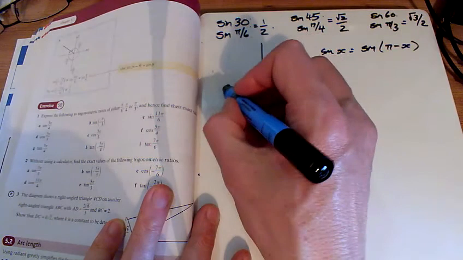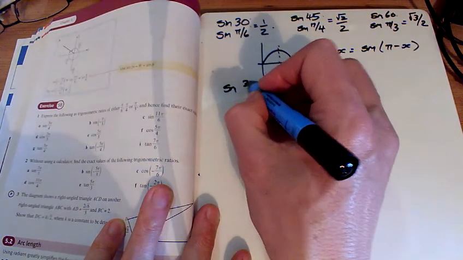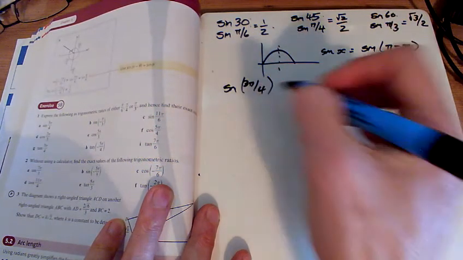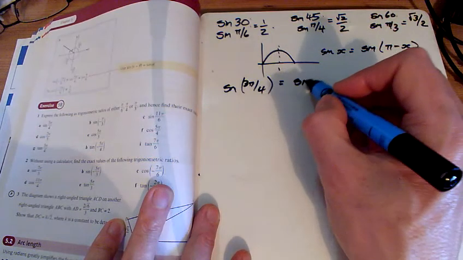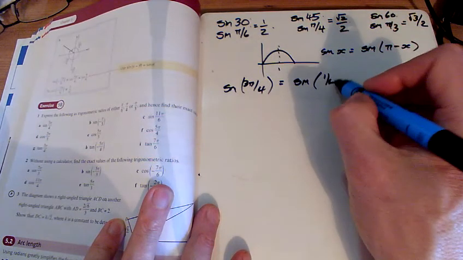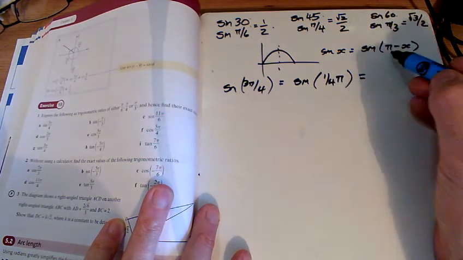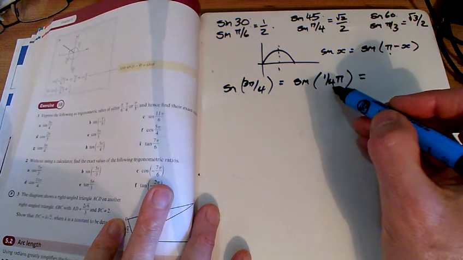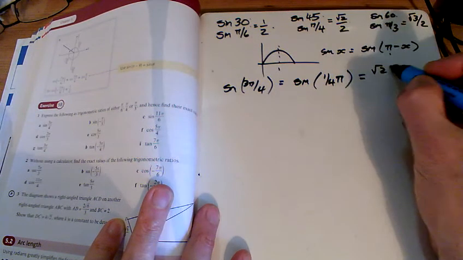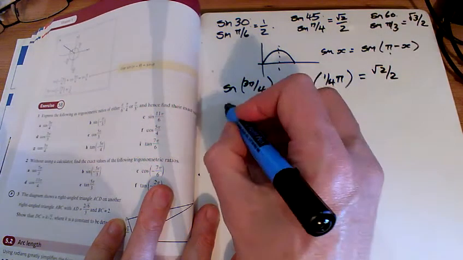So this question's all about using those things, that the sine of 3/4 pi is the same as the sine of a quarter pi, using this. And the sine of a quarter pi is root 2 over 2.